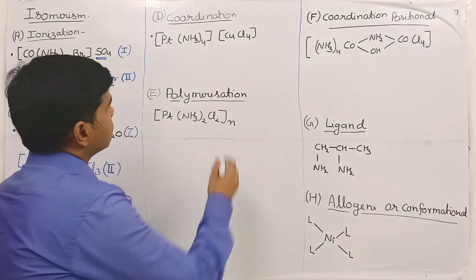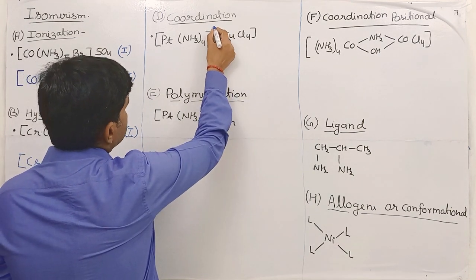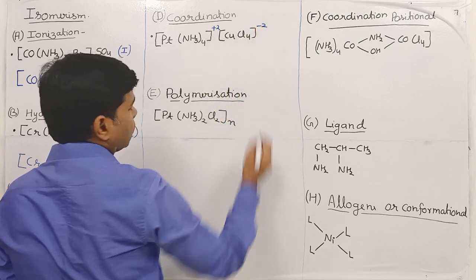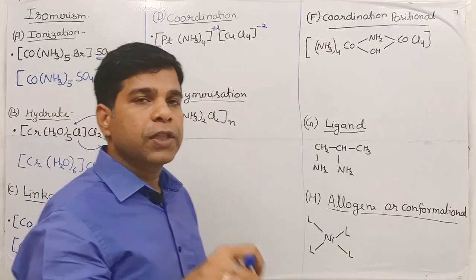In this one, cations and anions both are coordination pairs.